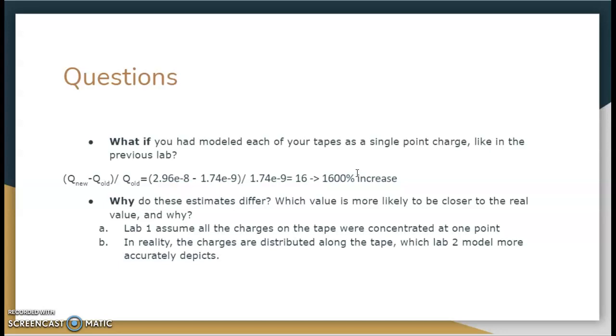And the second one is, why do these estimates differ? Which value is more likely to be closer to the real value and why? So lab 1 assumes that all charges on the tape were concentrated at one point. But as we can tell from this lab, that isn't true. In reality, the charges are distributed along the tape, which makes lab 2's model much more accurate in terms of the real world.